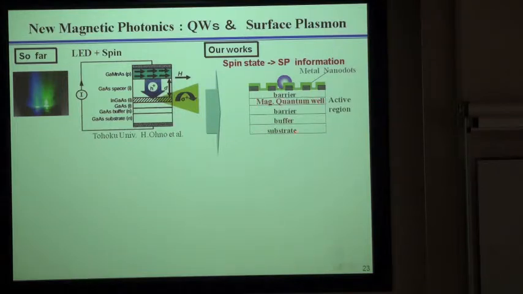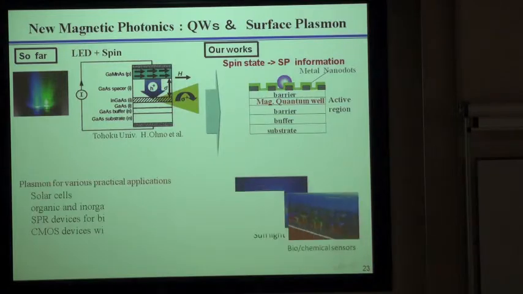One of the typical model samples of our devices is this: first we fabricate these kinds of quantum single well structures, and the light is irradiated from here, and we deposit metallic dots or metallic lines as shown here. Combining this quantum well and the metallic patterns, we can read out the magnetic light information through plasmon information.